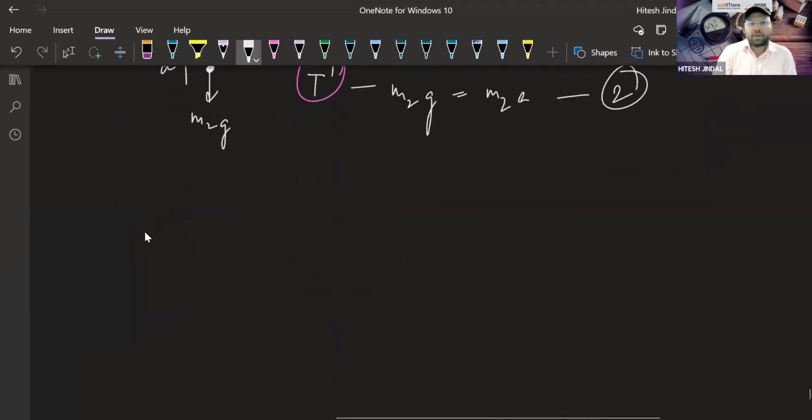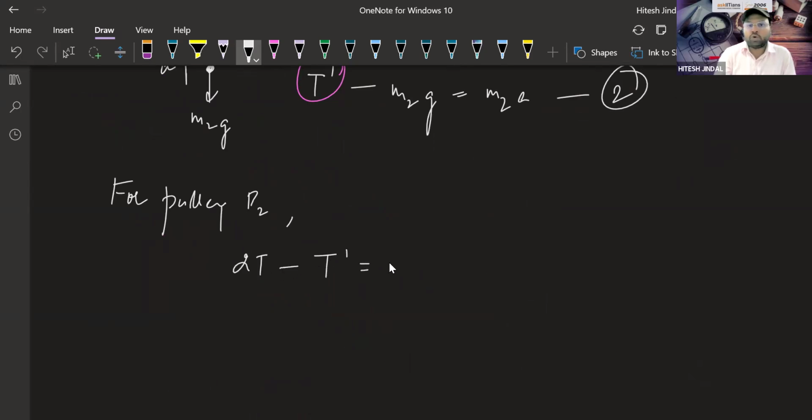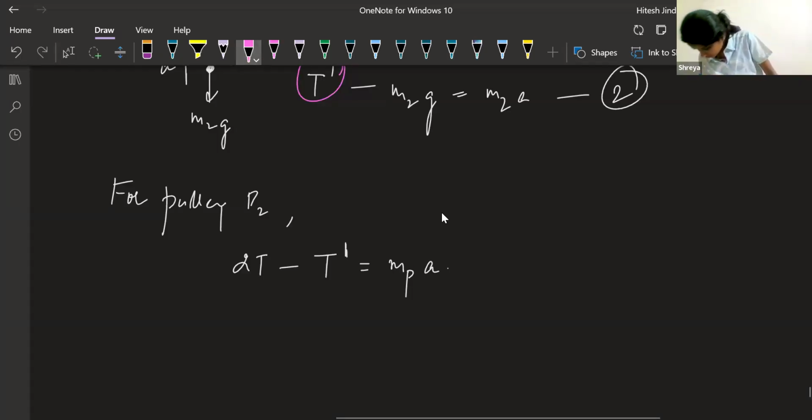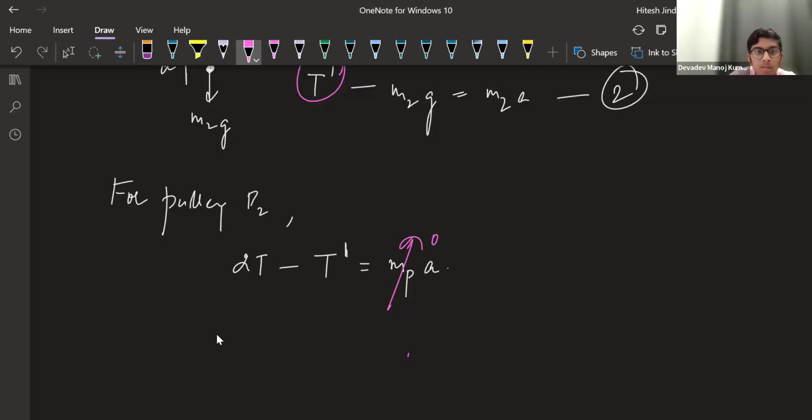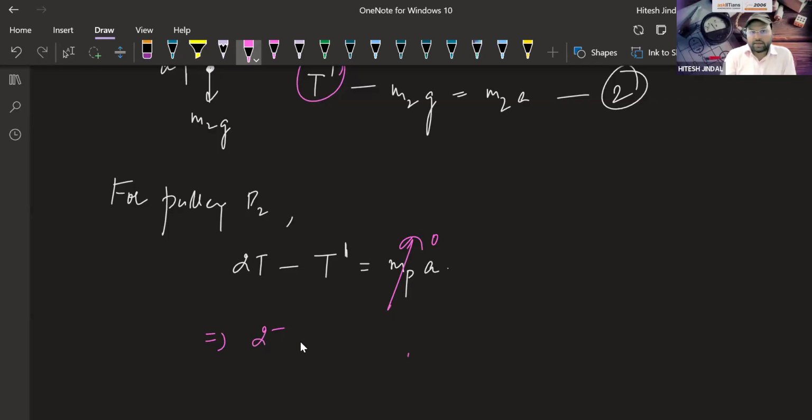Can I say for pulley P2 that 2T minus T dash is equal to mass of the pulley into acceleration of the pulley? Now, what is the mass of the pulley? It is 0. So that means, can I say 2T minus T dash is equal to 0? That means T dash is equal to 2T.